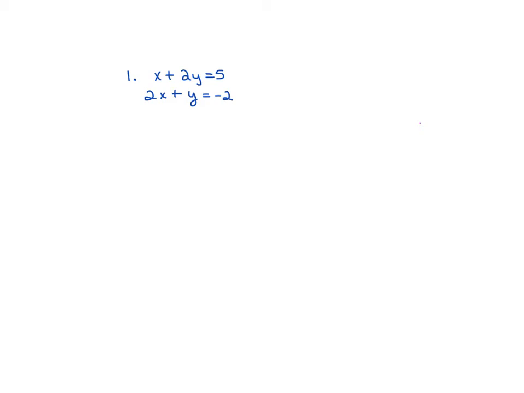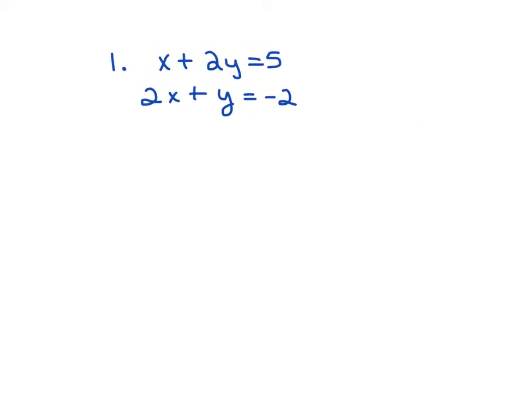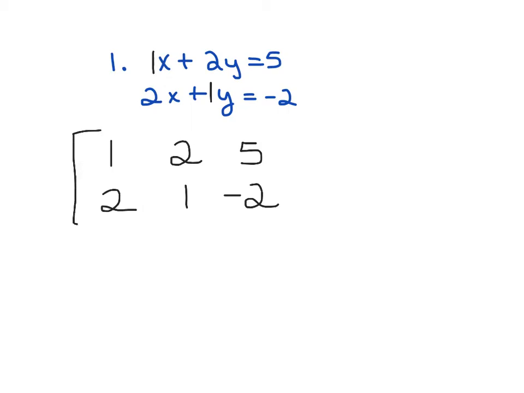So the way that we are going to set up our matrix is we're only going to be using the coefficients. So again, remember when you have a variable without a number in front, you're assuming it's got a 1 in front of this x and y. So I'm going to take all of the coefficients. So the 1 that's in front of the x, the 2 in front of the y, the 5, and then the second equation, the 2, the 1, and the -2. So this is how you are going to create your matrix.